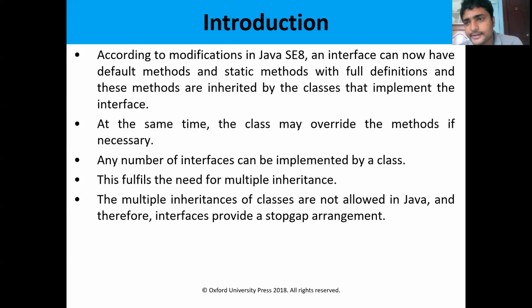After 1.8, Java versions are displayed like this: Java SE8, Java SE9, SE10, SE11, like that. Java SE8 is the standard Java edition. Many features are included in Java SE8, so this is the most standard edition in Java. That's why we can get this Java SE8 all the time.